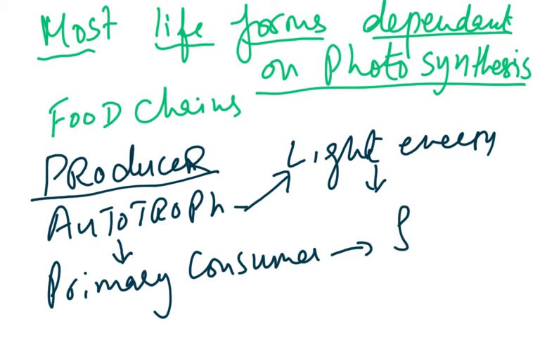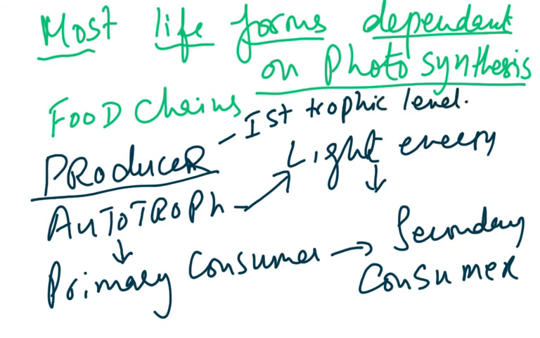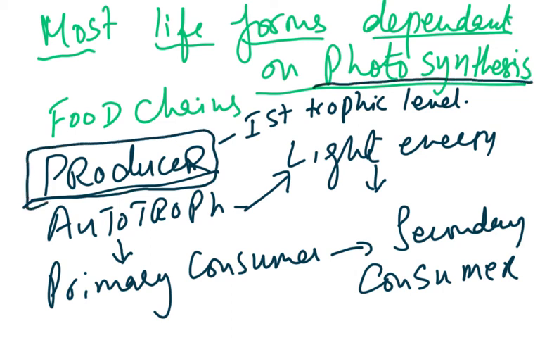And then we have, of course, the secondary consumer. The secondary consumer would be when you're eating a piece of chicken, because the chicken ate grain and now you're eating the piece of chicken. So why most life forms are dependent on photosynthesis is because producers are the first, called the first trophic level, the first feeding level. It means that producers can only make food if they can photosynthesize. So most forms of life are dependent on photosynthesis.